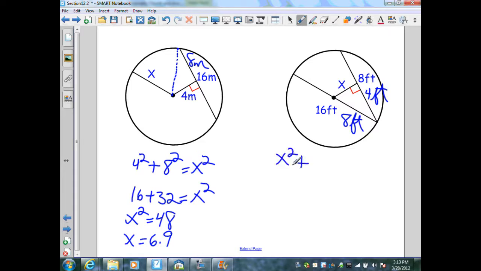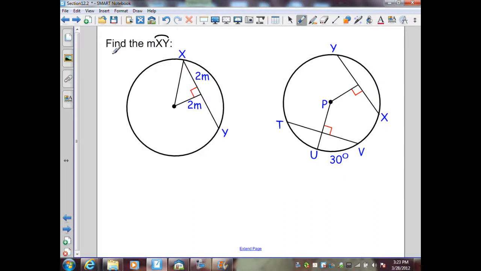X squared plus 4 squared equals 8 squared. And that gives me x squared equal to 64 minus 16, which is going to give me 48. Take the square root of both sides, and I know the chord is 6.9 feet away from the center of the circle.